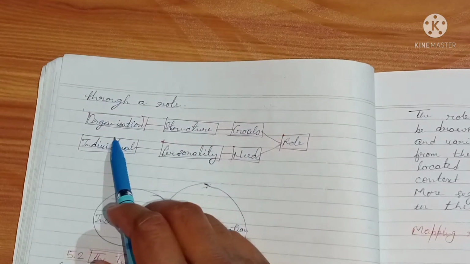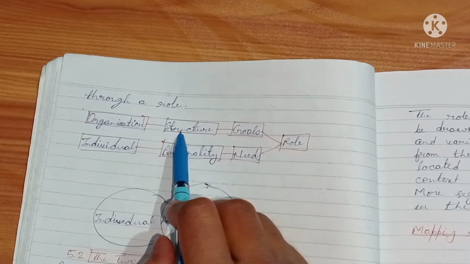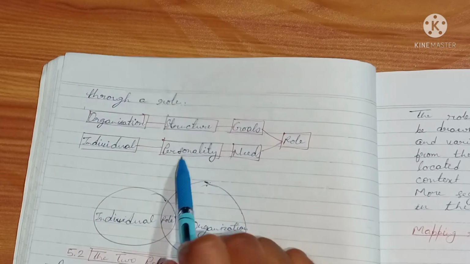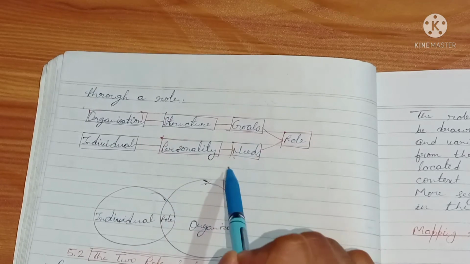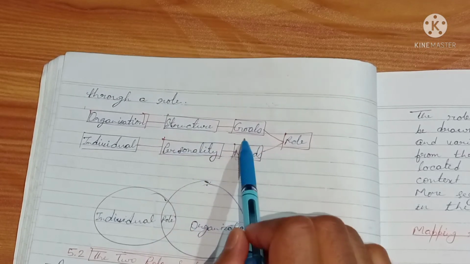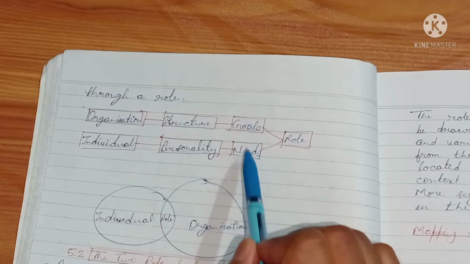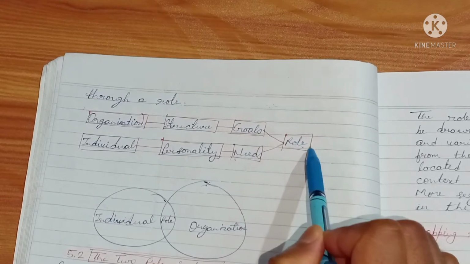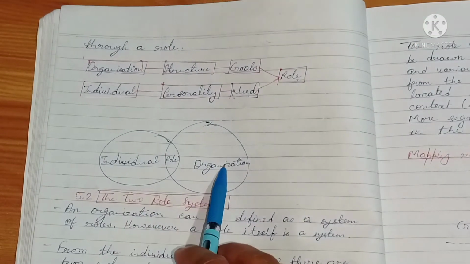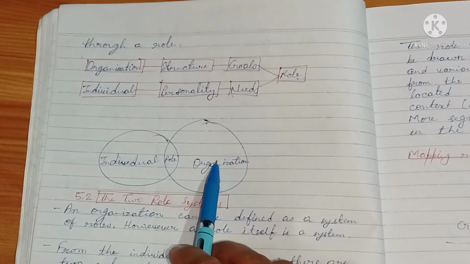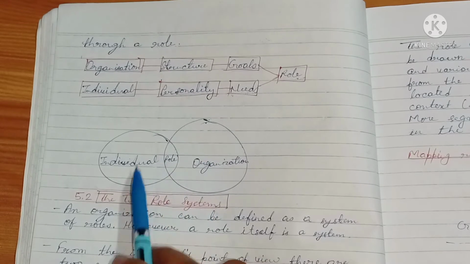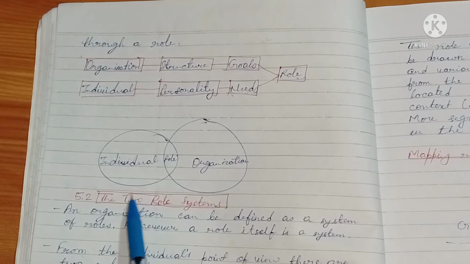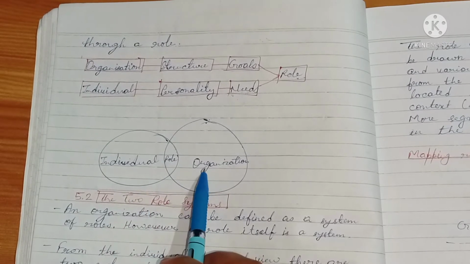As you can see here, the organization has a structure and goals, and the individual has some type of personality and needs. Whatever goes here for the organization and whatever the need for the individual, those things are going to be integrated by role itself. Only the role part is common between the individual and the organization. So we can say role is the integrating element between the individual and the organization.